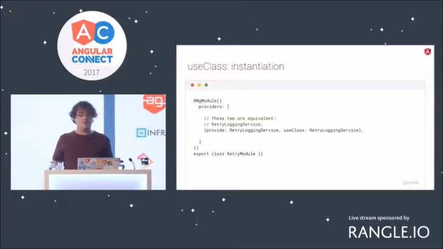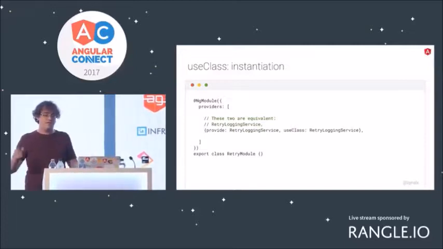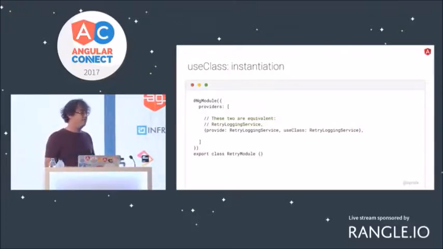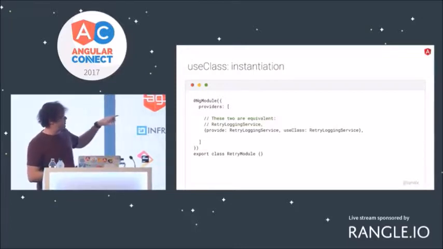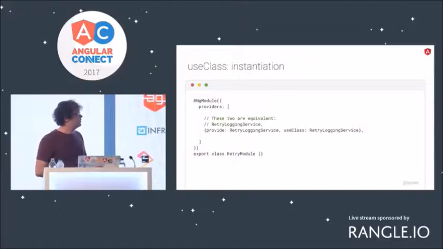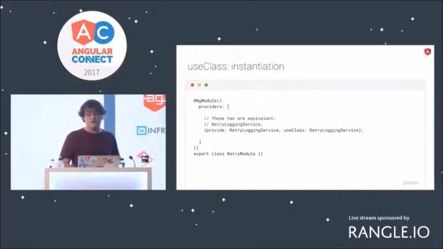A lot of the time, though, the class that needs to be instantiated is the same class you're using for the token, right? You don't have a separate interface and implementation. You're just providing a service. And so Angular has some syntactic sugar for expressing that. You just list the class in your array of providers. And so the two that are listed here are actually equivalent. Both specify that retry logging service should be provided by instantiating itself.